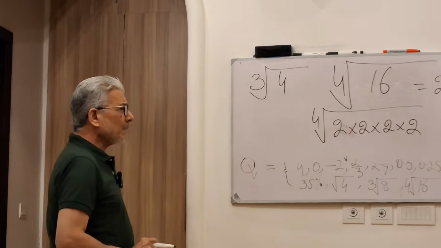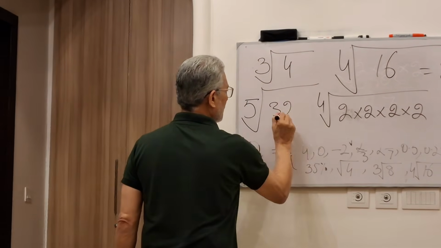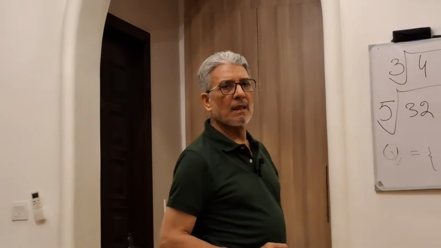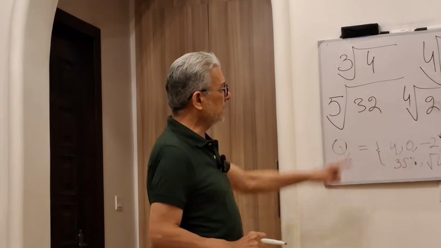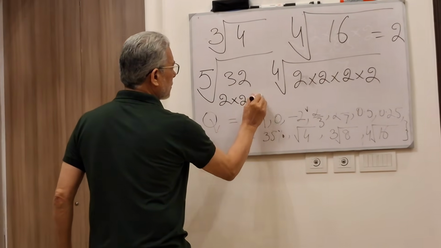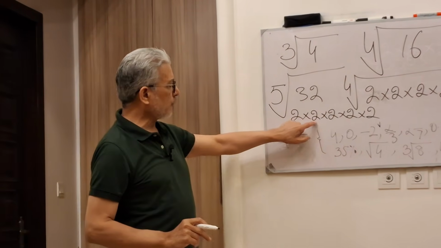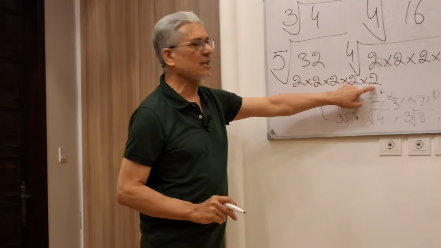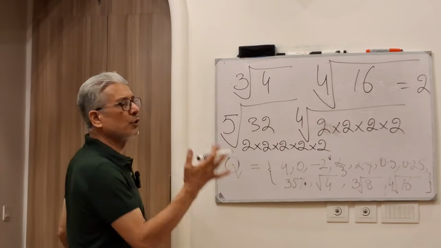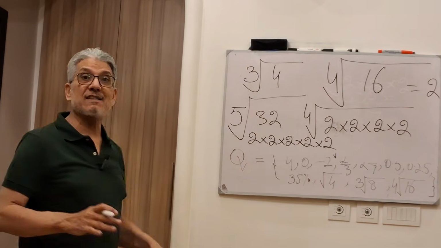Okay? What about fifth root of 32? Which number is multiplied 5 times with itself to give you 32? 2. 2 multiplied by 2 multiplied by 2 multiplied by 2 multiplied by 2. 5 times. 2 twos are 4, 4 twos are 8, 8 twos are 16, 16 twos are 32. So, fifth root of 32 is equal to 2. And 2 is an integer. Therefore, fifth root of 32 is a rational number.